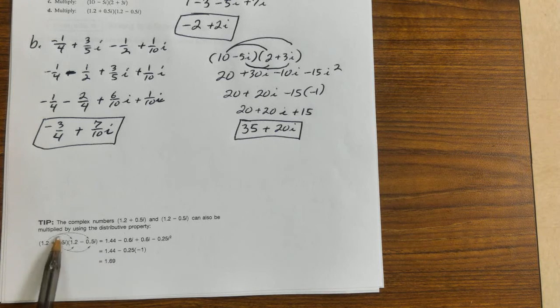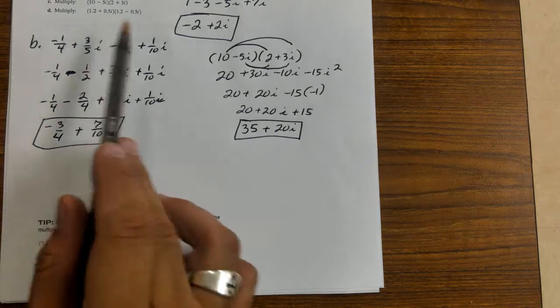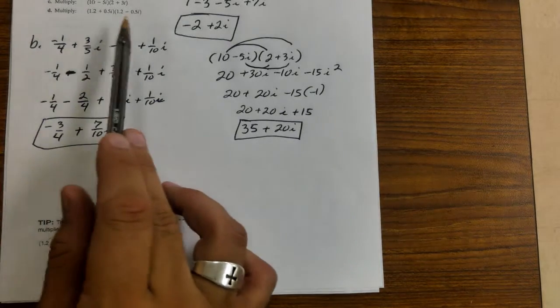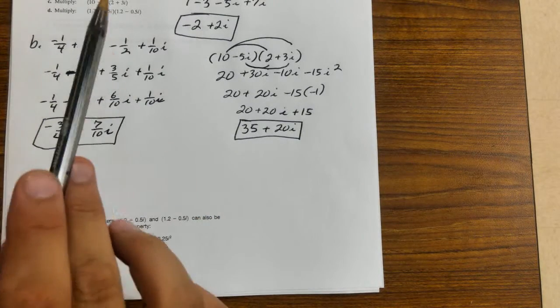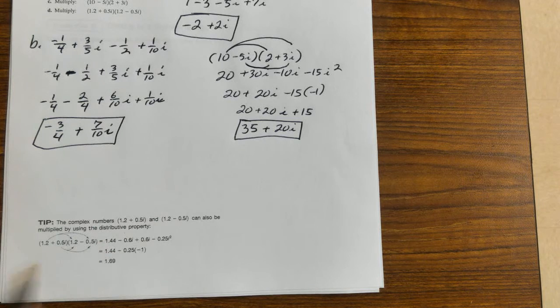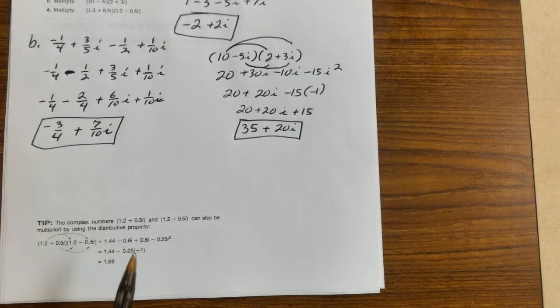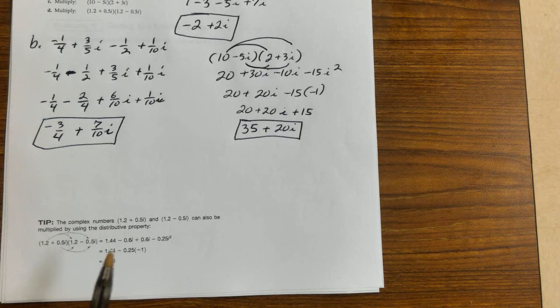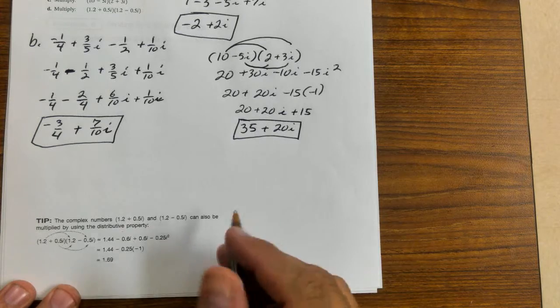Now, these two binomials in D right up here are conjugates of each other, much like a plus b times a minus b. When you have conjugates, the middle terms always simplify to 0. So I actually want to write this a different way.